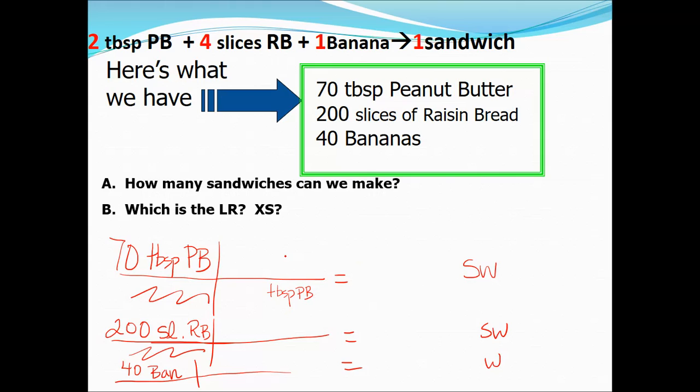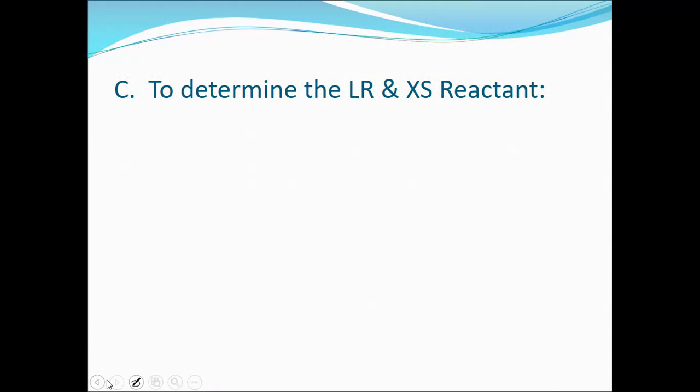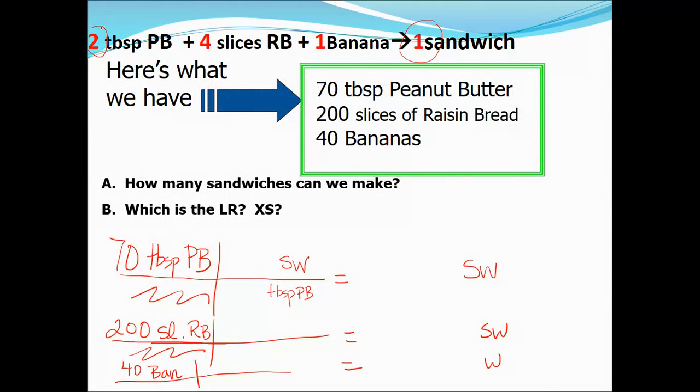And I'm trying to figure out how many sandwiches I can make, so what I'm trying to find goes on top here. So let's look at our equation. According to the recipe, one sandwich requires 2 tablespoons of peanut butter. So if I used every bit of the peanut butter up, 70 divided by 2, I would make 35 sandwiches. All right, so I can make 35 sandwiches, and when I make 35 sandwiches, all my peanut butter's gone.